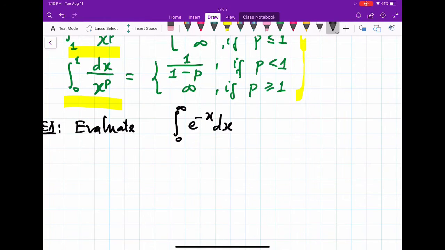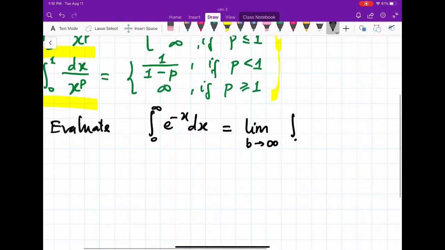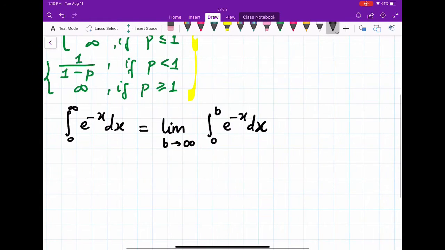And what is the antiderivative of this? We have only one improper point, so that is the limit as b approaches infinity of the integral from 0 to b of e to negative x dx, right? That is the definition. And the antiderivative of e to negative x is negative e to negative x, evaluated from 0 to b.